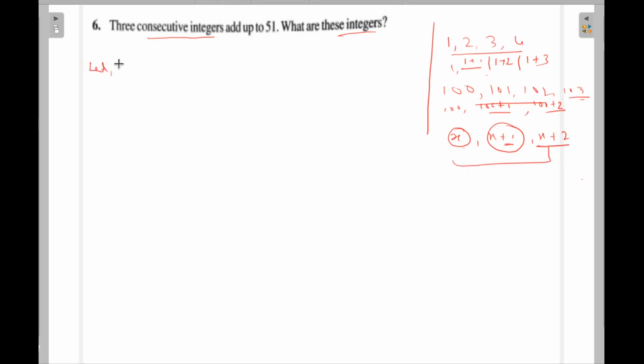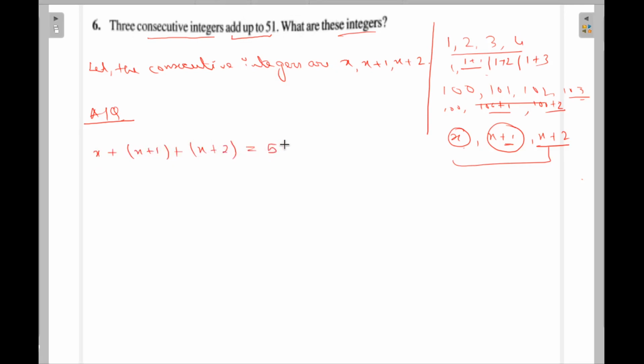So let the consecutive integers be x, x plus 1 and x plus 2. Next is given added up to 51. That means the sum of these three numbers is equal to 51. Now according to the question, x plus (x plus 1) plus (x plus 2) is equal to 51.